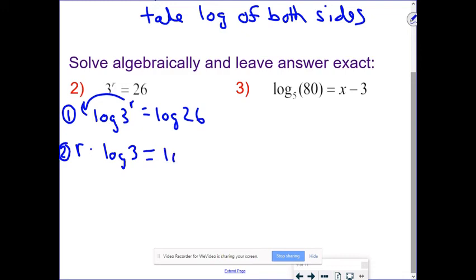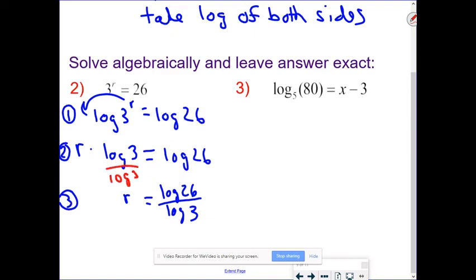r times log of 3 equals log of 26. So first step, take the log of both sides. Second step, bring the r out in front. Third step, divide by log of 3. Your answer, r equals log of 26 divided by log of 3.